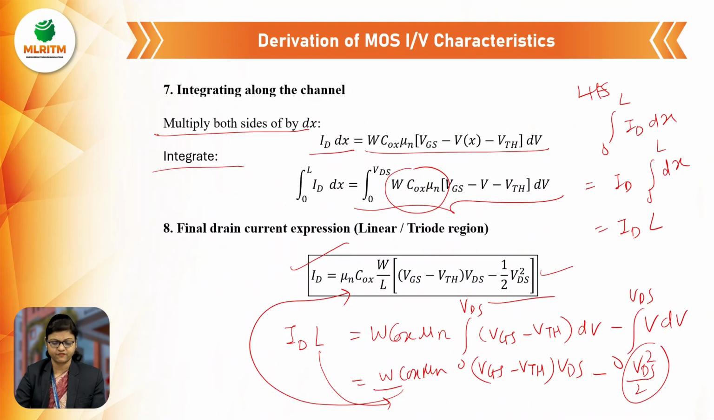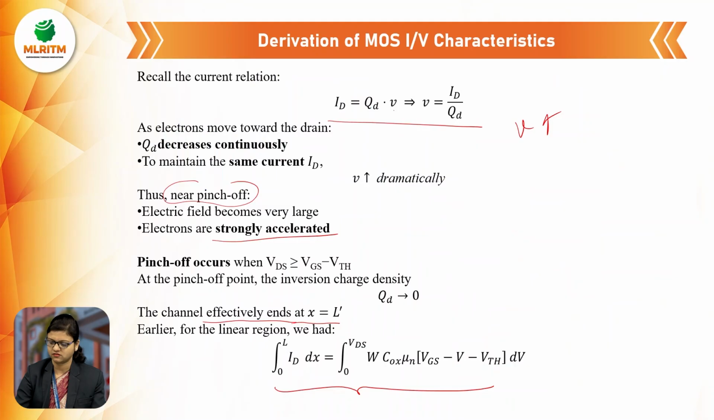This is a very important derivation from the exam point of view, where we have to find the current equations in all three regions, but we are not going towards the cutoff region. We can simply say that the MOSFET is off in the cutoff region, so the current value will be 0. We have to just focus on the linear region as well as the saturation region. So this was about the current equations of both regions.